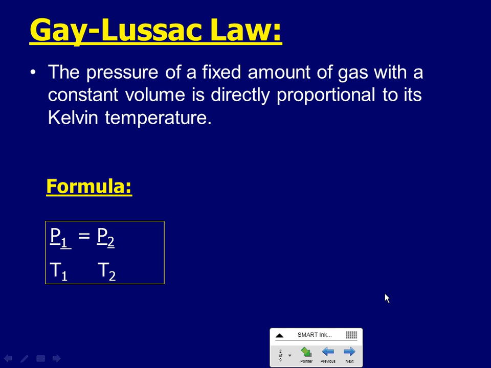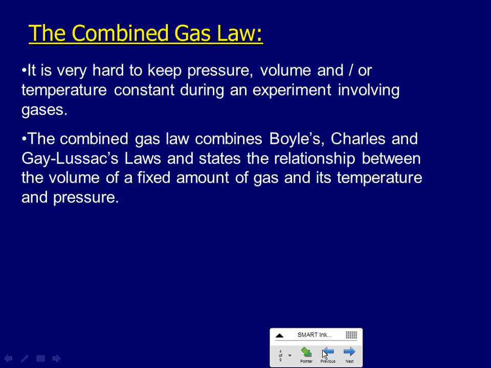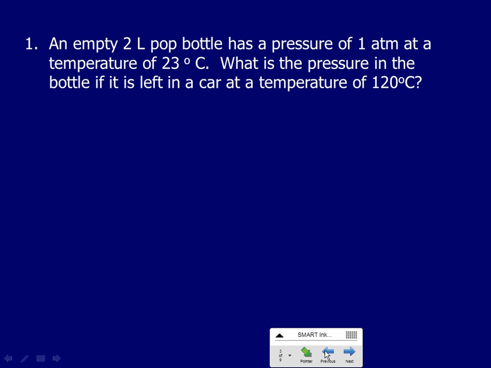Okay, don't worry about the equation. It looks just like Charles' law because it is the same relationship, except now we've got P's in place of V's. Now, again, don't worry about the example because the example is going to be the same. I think you get the idea, right?